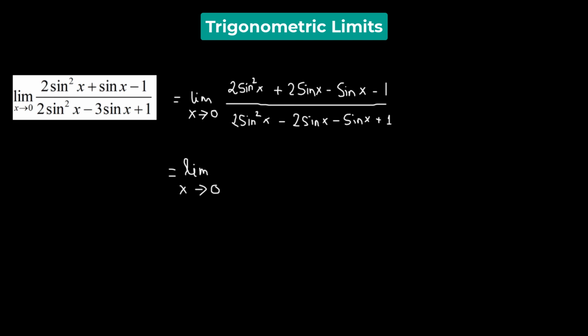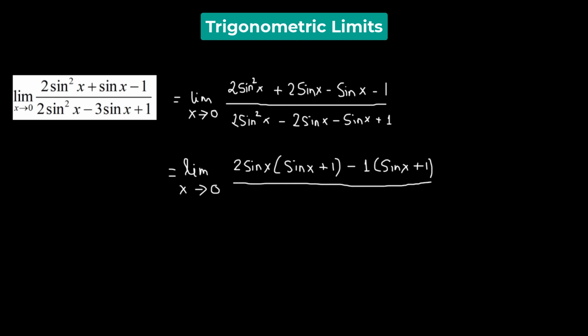So we're going to factor out 2 sine x from the first two terms, and that is going to leave us with sine x plus 1, and then we're going to factor out -1 from the third and the fourth term, so that is going to leave us with sine x plus 1. Similarly, in the denominator we are going to factor out 2 sine x from the first two terms, so that is going to leave us with sine x minus 1, and we're going to take -1 as the common factor, so that is going to leave us with 2 sine x minus 1.